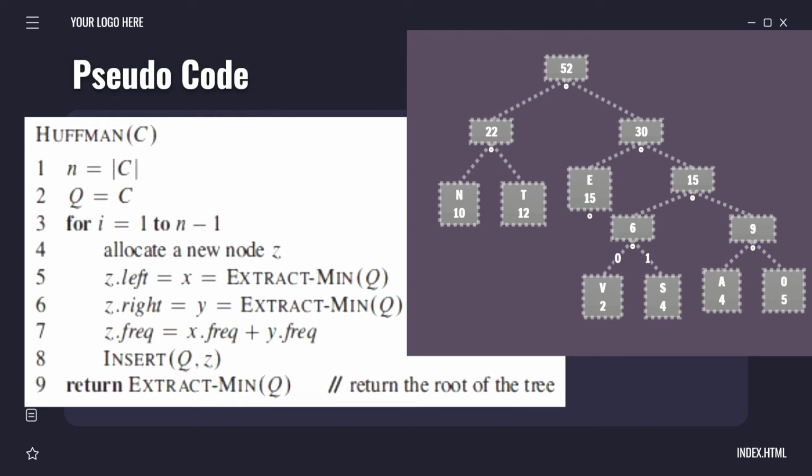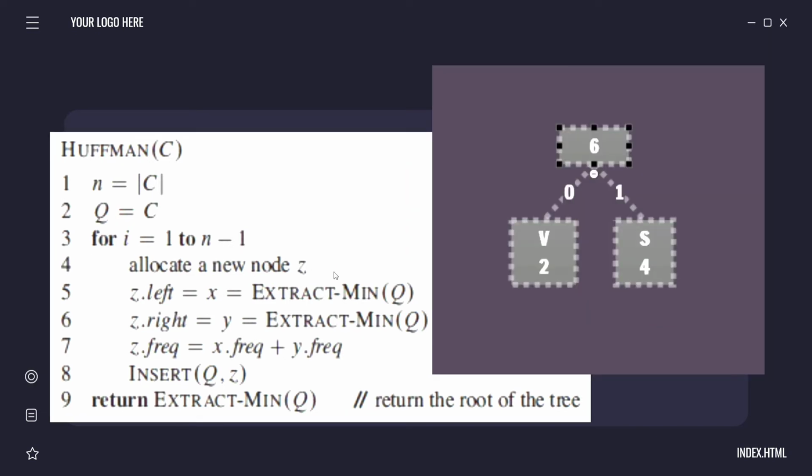So for the first example, when we are making this tree from scratch, we would first allocate a new node z, and then the children of the new node would be those two characters which had the least frequency. So we would use the extract min operation from the queue to obtain these two values. One of them would become the left child and the next one would become the right child.